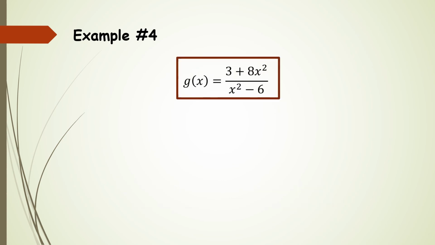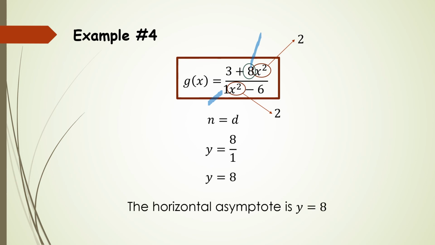Example number 4, let's have g of x is equal to 3 plus 8x squared all over x squared minus 6. Ang degree ng ating numerator ay 2, while ang degree ng ating denominator ay 2 din. Thus, we will have n is equal to d. By getting the leading coefficient, or yung mga number na kalapit ng ating x squared, which is 8 and 1, we will get y is equal to 8 over 1, or y is equal to 8. Thus, the horizontal asymptote is y is equal to 8.